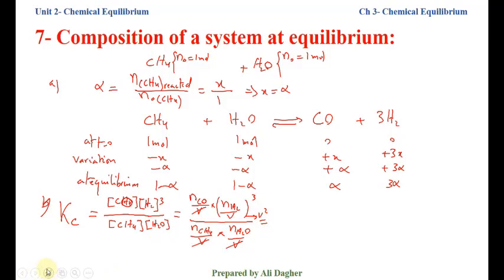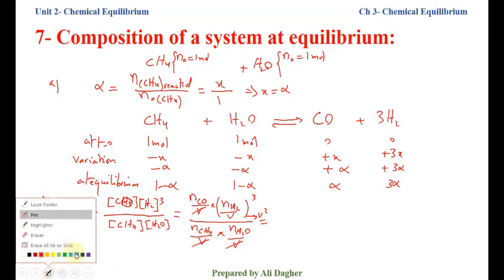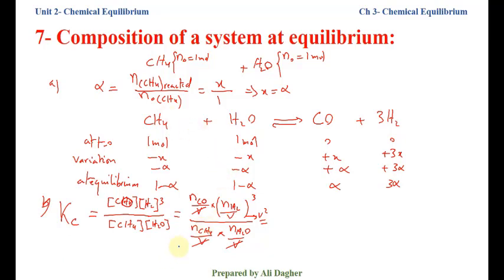Then we simplify by V and V, it remains V to the power 2. V to the power 2 is transferred to the denominator. The final expression becomes NCO times NH2 to the power 3 over NCH4 times NH2O times V to the power 2.